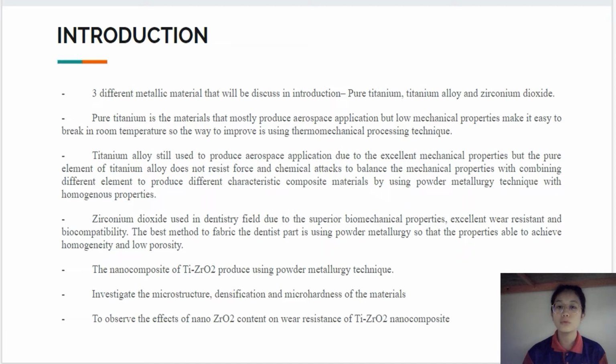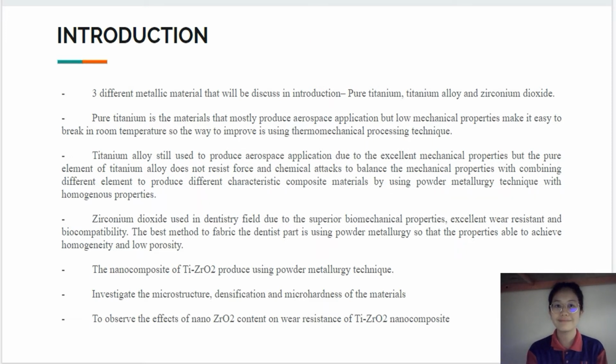Zirconium dioxide also uses the powder metallurgy technique to produce dentistry parts. In this journal, a nanocomposite of titanium and zirconium dioxide produced using the powder metallurgy technique is discussed, to investigate the microstructure, identify the hardness of the material, and lastly observe the effects of nano-zirconium dioxide content on the bioresistance of the titanium zirconium dioxide nanocomposite. That's all from me, and I will pass to Yongjin.